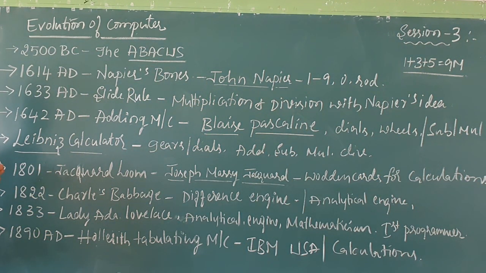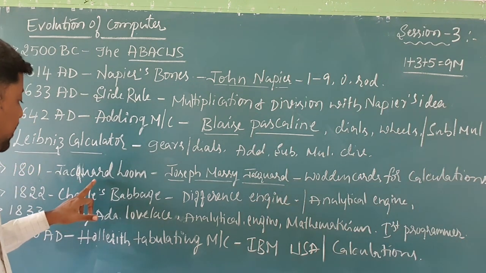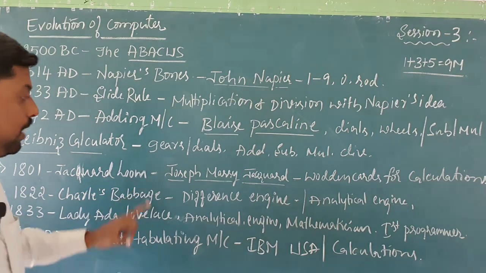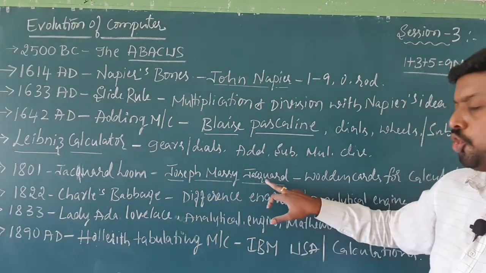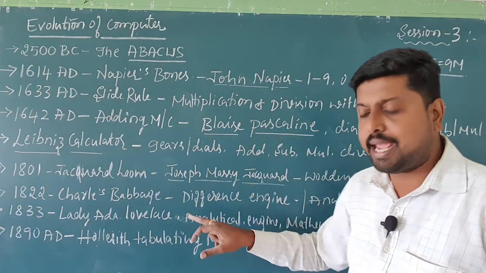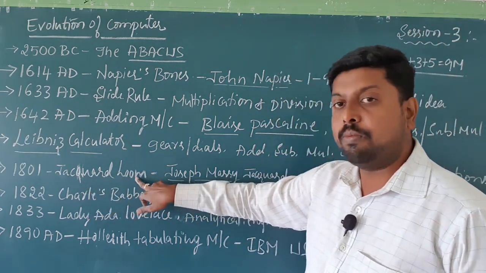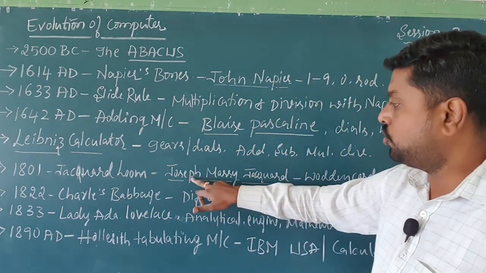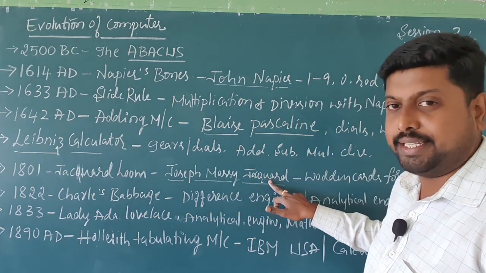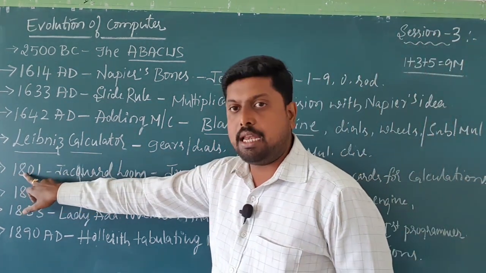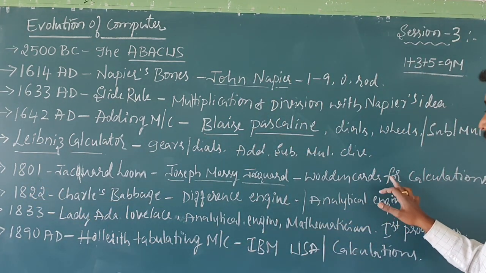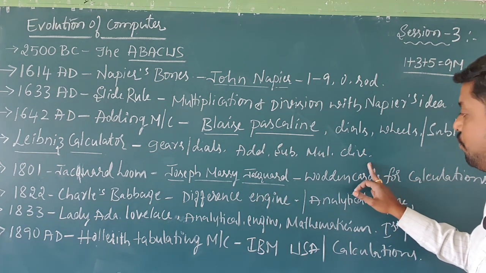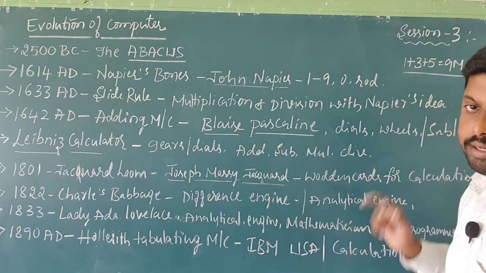Then after 1642, we come to 1801 AD. At that time, one more device was invented, the Jacquard loom. The Jacquard loom was invented by the scientist Joseph Marie Jacquard. Remember the scientist's name. Joseph Marie Jacquard invented it in 1801 for the calculations of mathematical addition, subtraction, multiplication and division with the help of wooden cords.